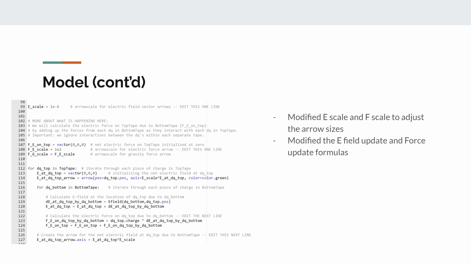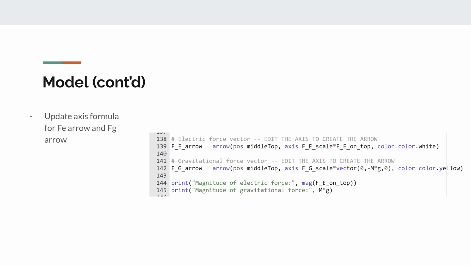That's Fe on dq top by dq bottom. I set that formula equal to dq top dot charge times dE at dq top by dq bottom. What that does is find the force on the dq we're considering on the top tape, due to one of the charges on the bottom tape. Next, I update the FE arrow and FG arrow formulas. I just change the axis values to reflect the electric force and gravitational force.